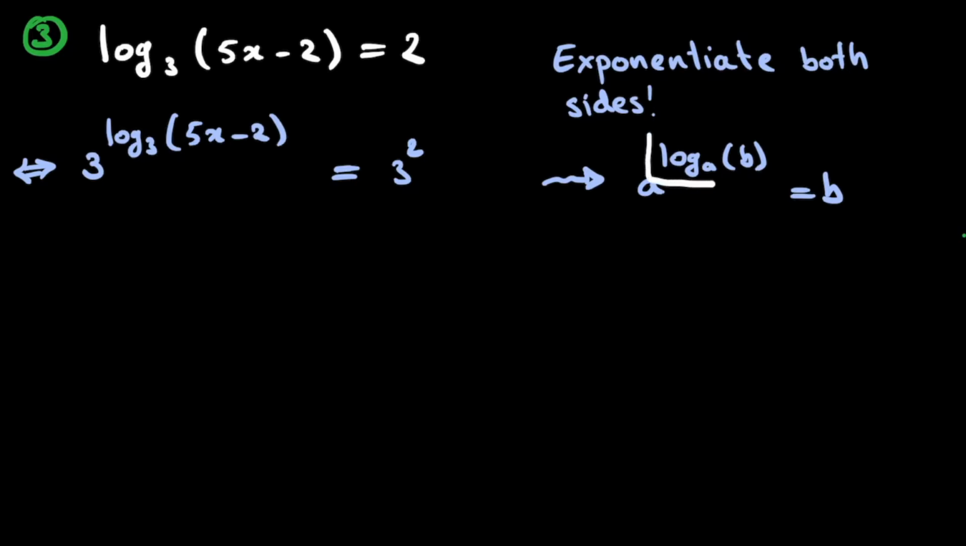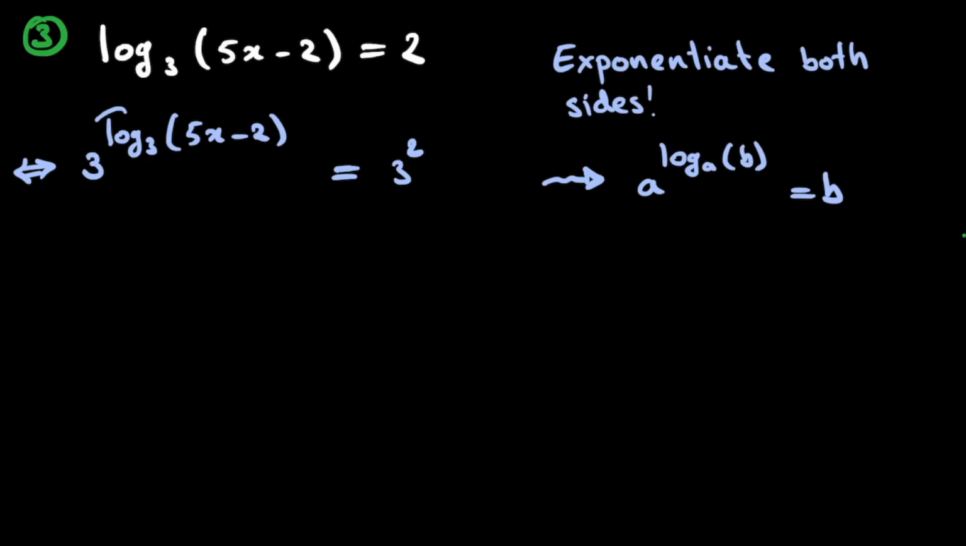Now why this works is of course because this exponent here, this logarithm base a of b, is exactly the exponent that we need to lift a to in order to get b. And if this is already in the exponent, well, then of course we just get b. That's basically the definition of the logarithm.